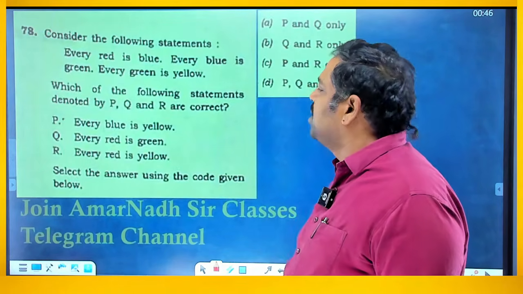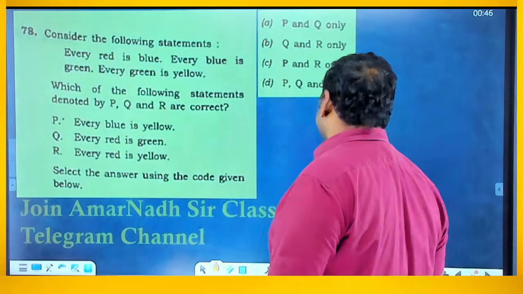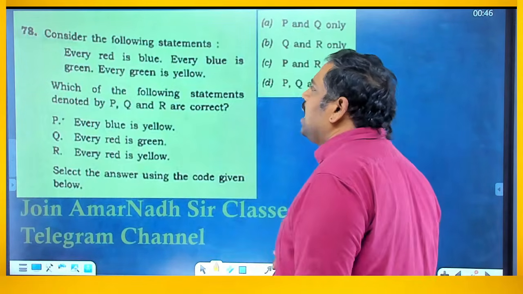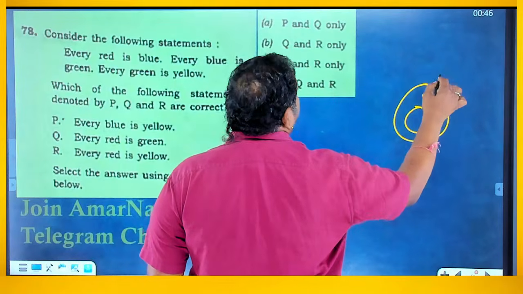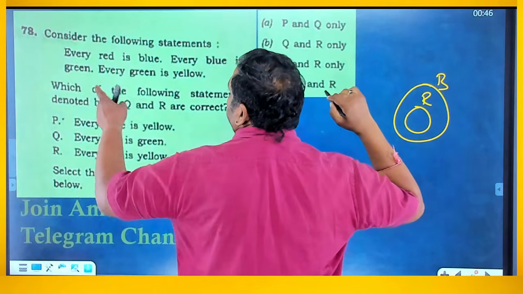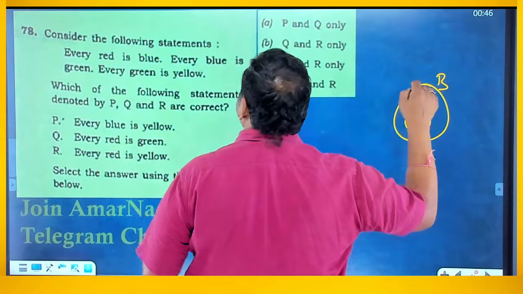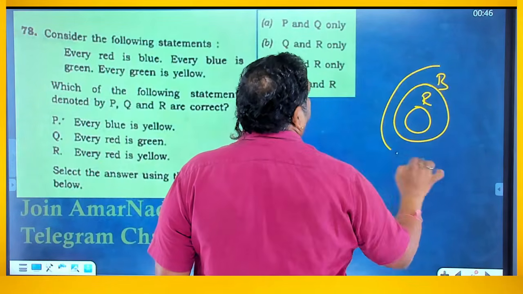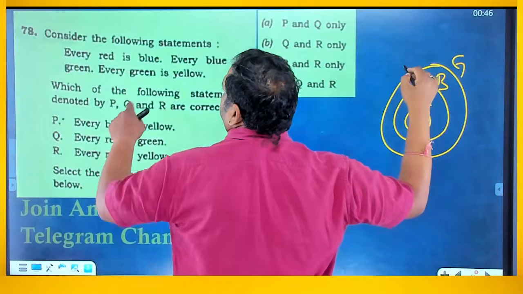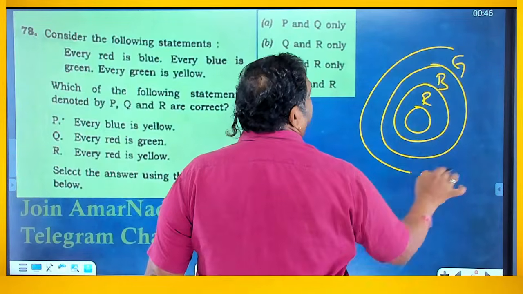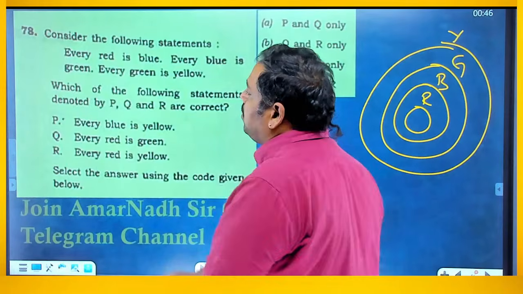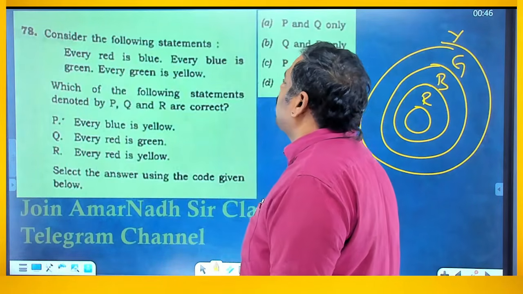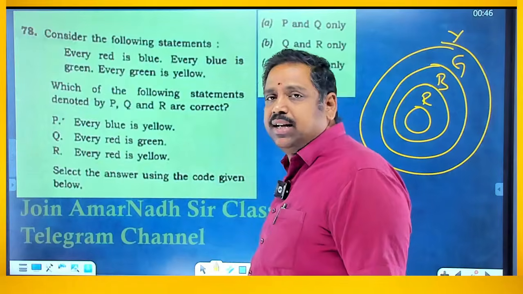Right. Syllogism also he gave a very basic level question. This is a syllogism question. Every red is blue. Every means all, right? Okay. Every blue is green. Every green is yellow, right? Good. Which of the following statements denoted by P, Q, and R are correct? He is asking which is correct.